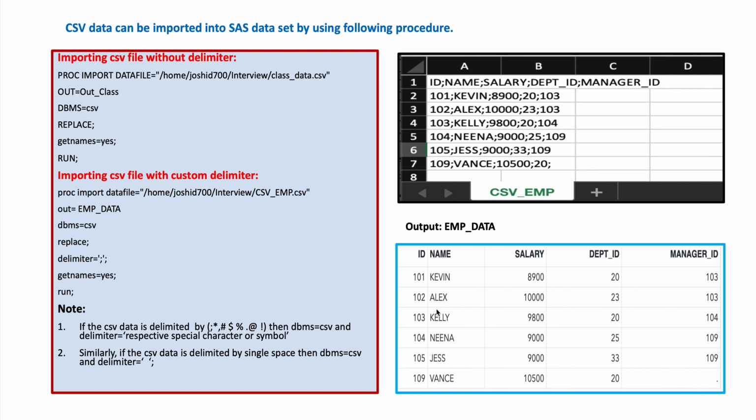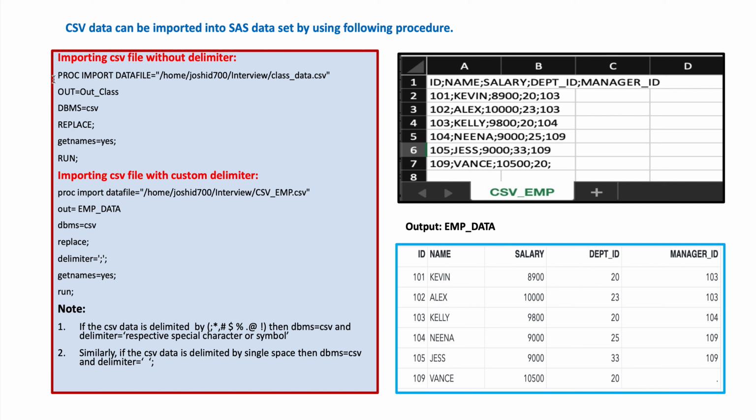CSV data can be imported into a SAS dataset by using the following procedure. First one is importing a CSV file without a custom delimiter, and second one is importing a CSV file with custom delimiters. It is always better to open the CSV file before importing into SAS. When we open the CSV file, we can observe whether the data is delimited or not. The first scenario is where there is no delimiter.